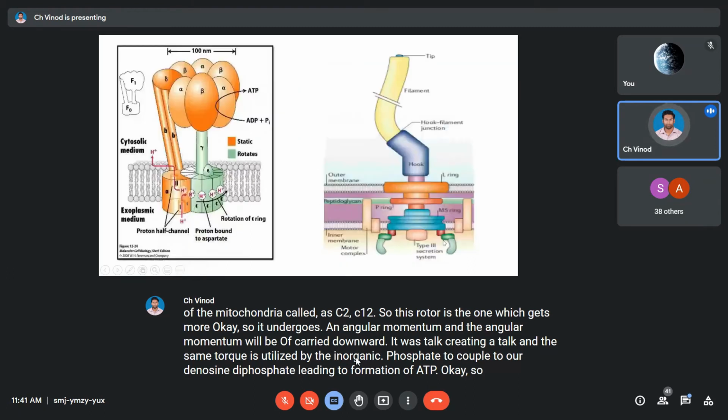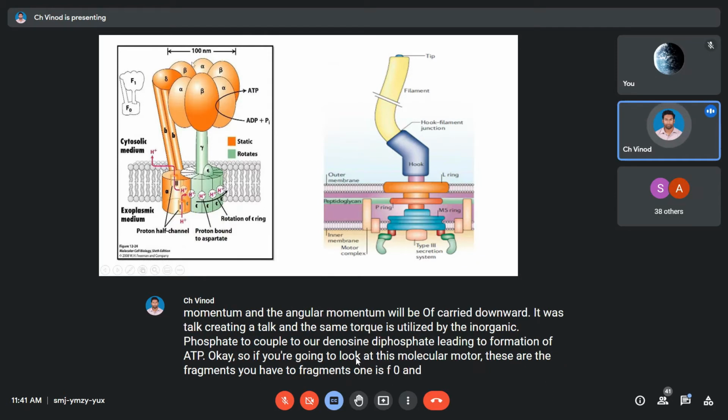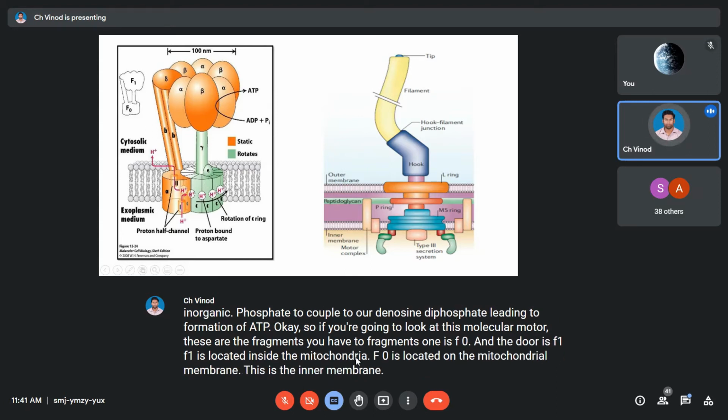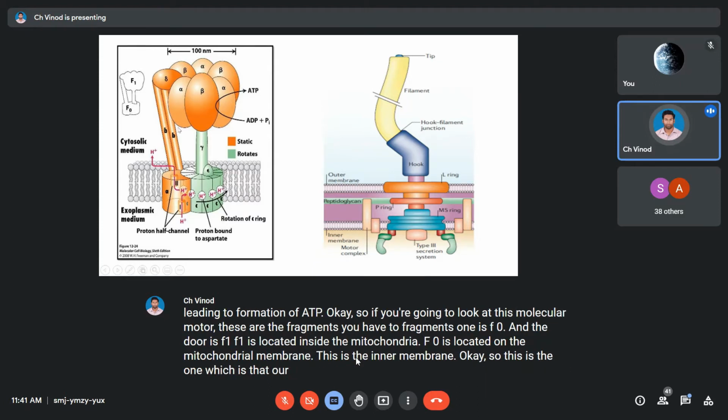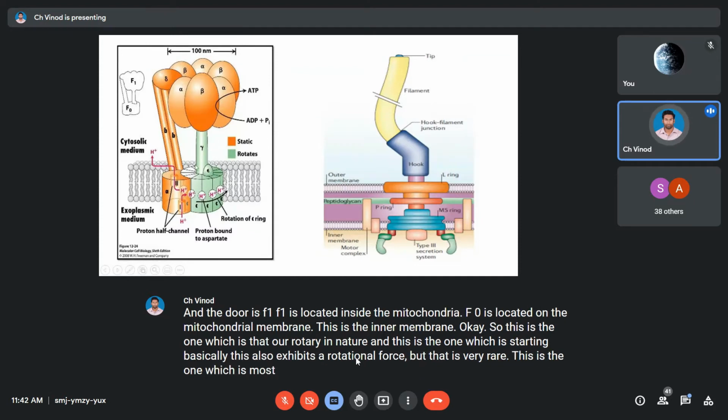So if you're going to look at this molecular motor, these are the fragments. You have 2 fragments. One is F0 and the other one is F1. F1 is located inside the mitochondria. F0 is located on the mitochondrial membrane. This is the inner membrane. Okay. So this is the one which is rotary in nature, and this is the one which is static. Basically, this also exhibits a rotational force, but that is very rare. This is the one which most commonly exhibits the rotational movement.